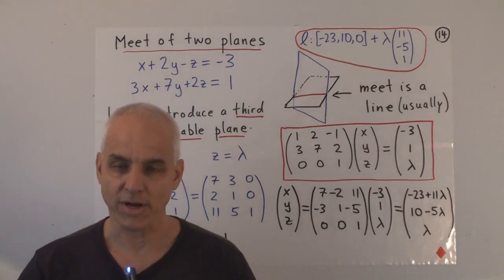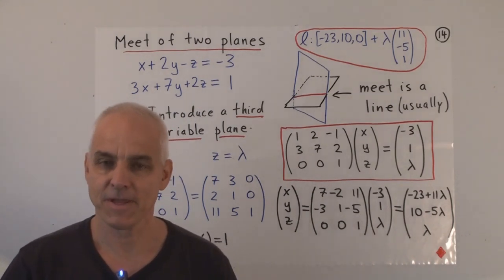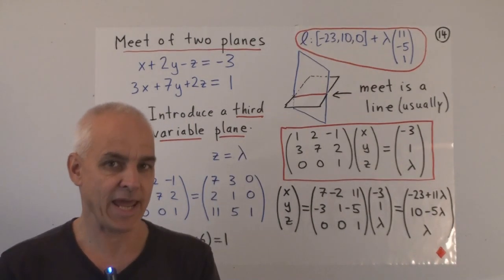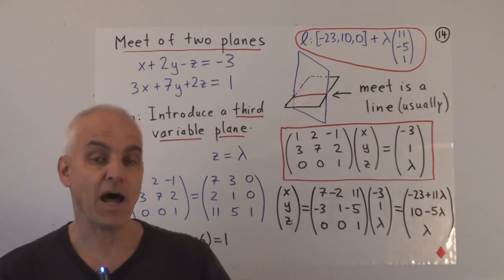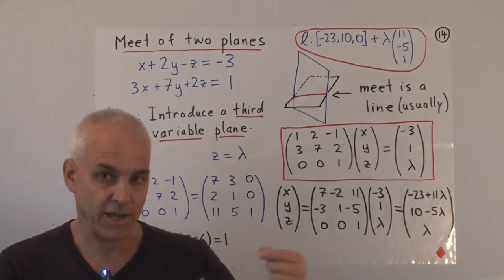All right, now let's have a go at a slightly more challenging problem. Suppose that we have two planes and we want to describe the line of intersection, the line in which they meet.